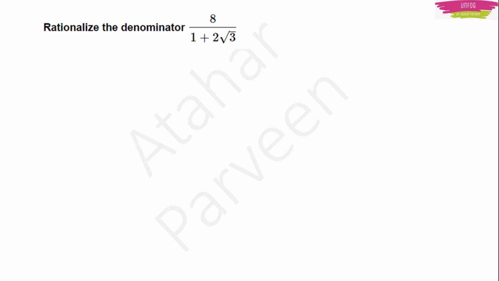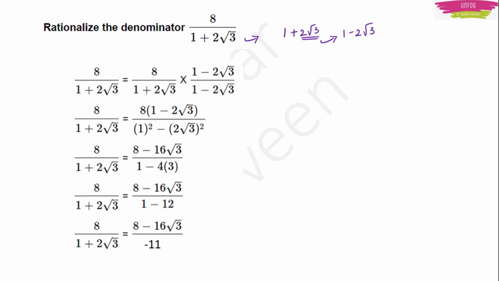So if you have a question like this, rationalize the denominator, what will be your rationalizing factor or conjugate? 1 is the rational part, plus 2 root 3 is the irrational part. I have to change the sign of the irrational part, so 1 minus 2 root 3 will be the conjugate.